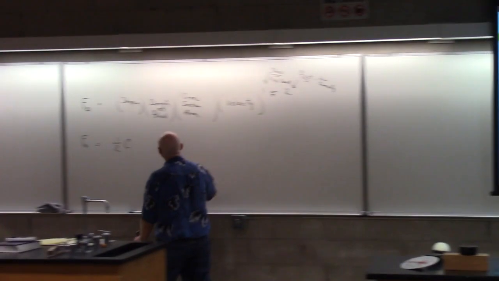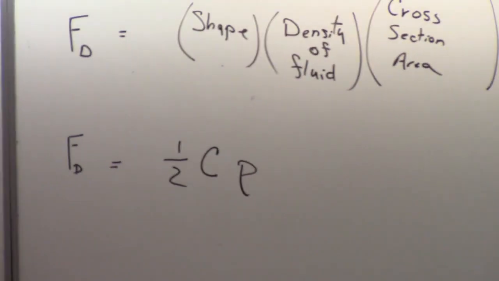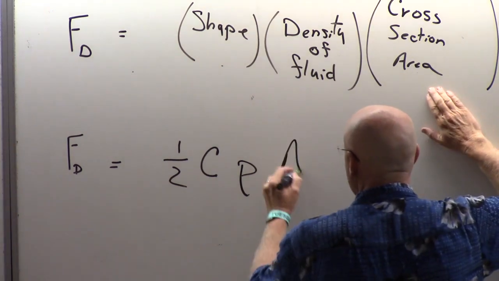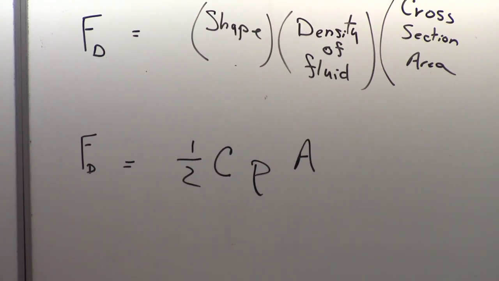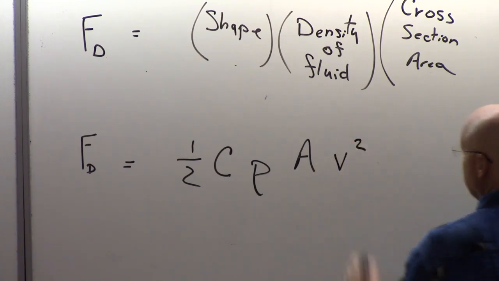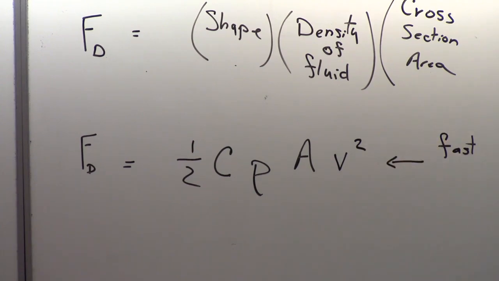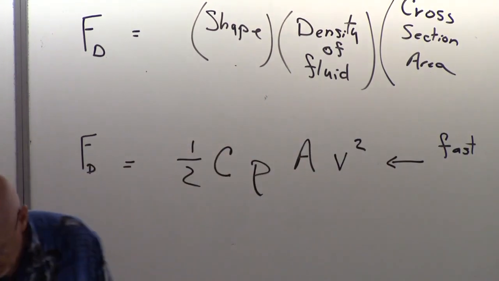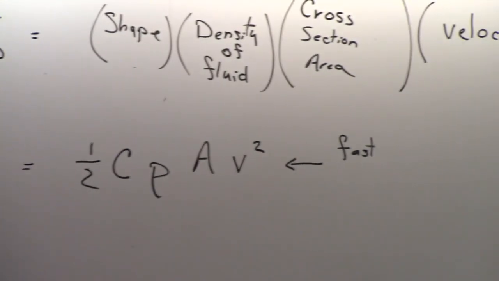Okay, so the standard symbol for density is the Greek letter rho. I don't know if you've come across that one, but that would be how much mass per volume. For cross-sectional area, it's probably best to use our capital A for area. We've already seen that symbol. And for fast-moving objects, I'll put v squared. So again, this will be our discussion for fast-moving objects. Basically, we like to say it's proportional to the square of the speed.